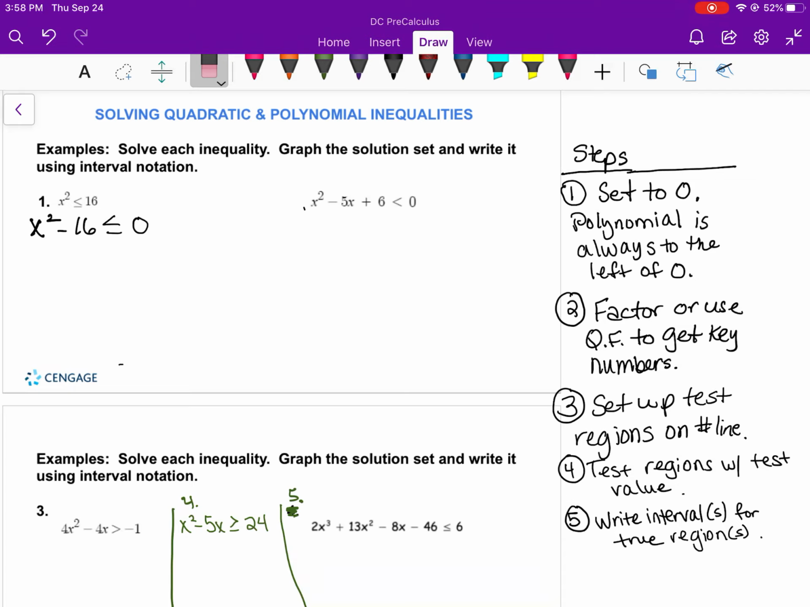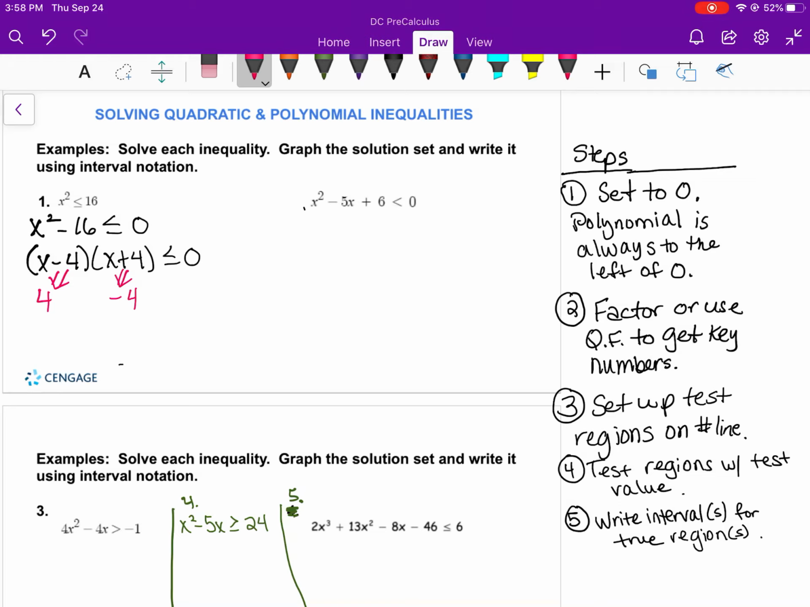The second step says to factor or use the quadratic formula to get key numbers. So I'm going to factor this. And your key numbers are obtained by setting these factors equal to 0. So if I set this factor equal to 0, I'll get 4. And if I set this one equal to 0, I'll get negative 4.